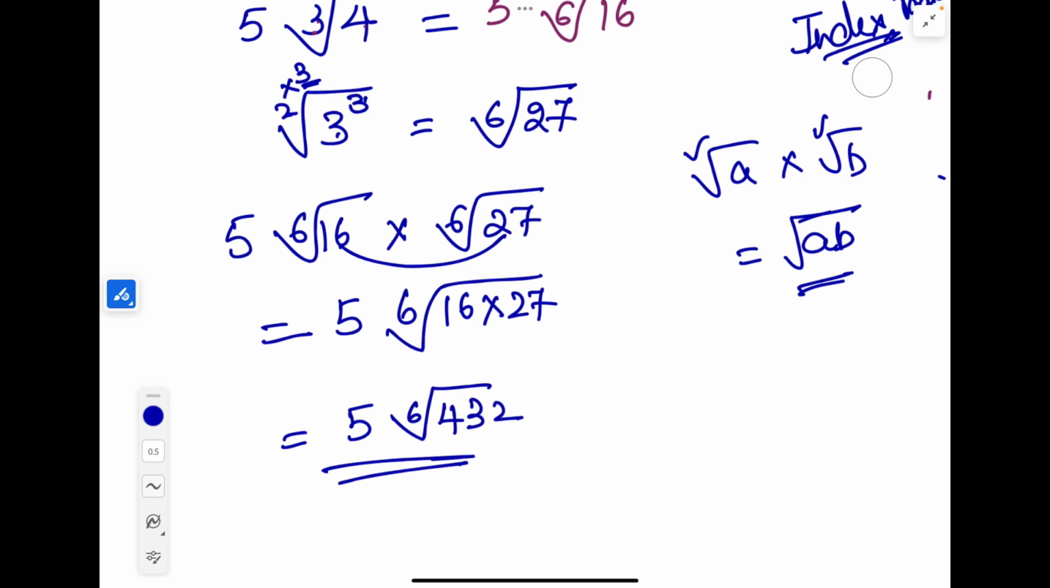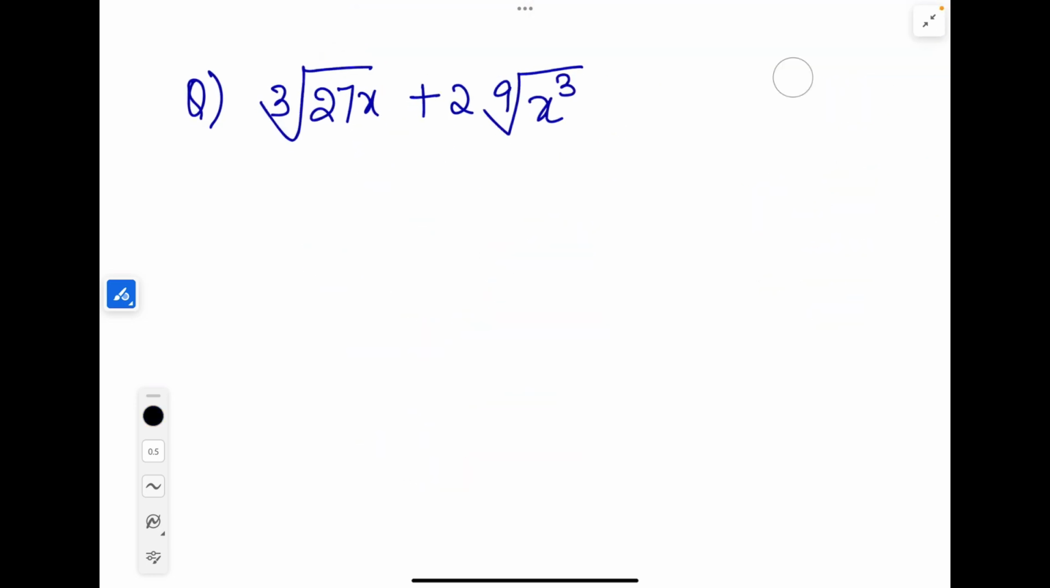Hope this sum is clear to you. The index is different and the radicand is also different. How can we add these numbers? So let us check this. Cube root of 27x plus 2 times. How can I write this one?